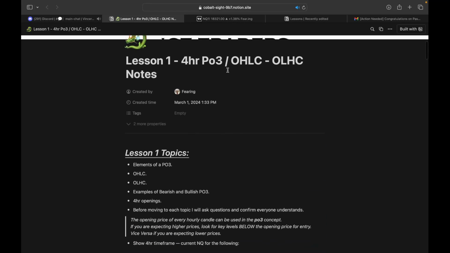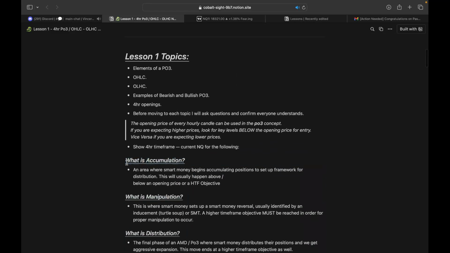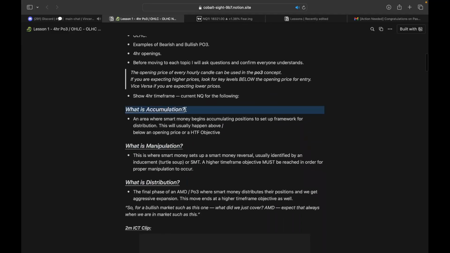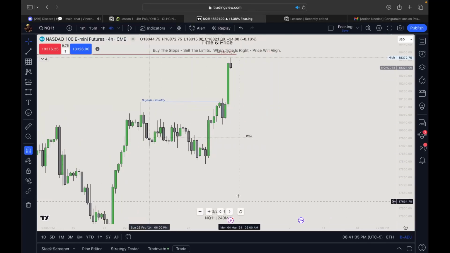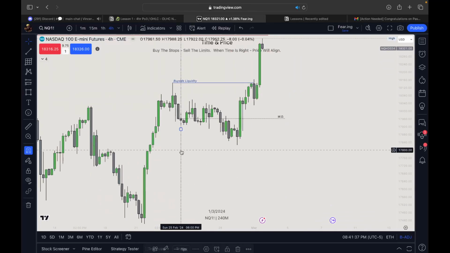To first understand open, high, low, close and open, low, high, close, first need to understand the basics of Power 3. What is accumulation? An area where smart money begins accumulating positions to set a framework for distribution. This tends to happen above/below the opening price or higher time frame objective. Now, what does that look like? Well, this week we had a perfect example of Power 3.